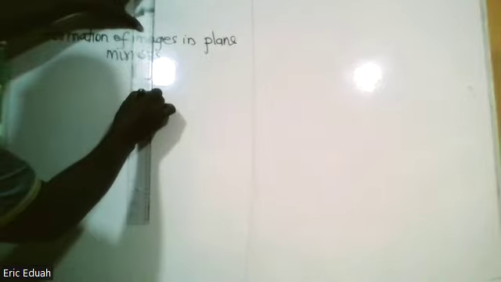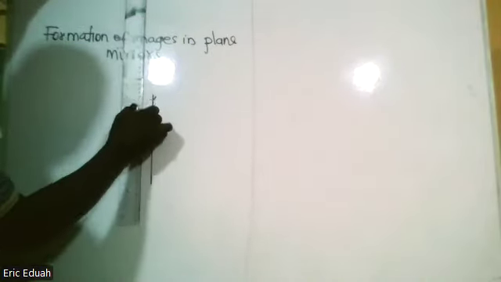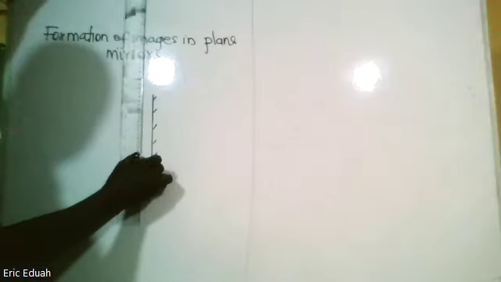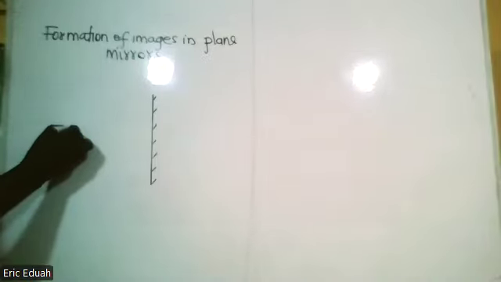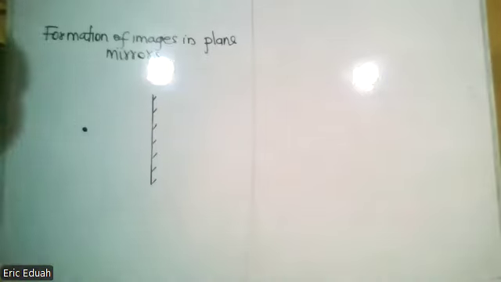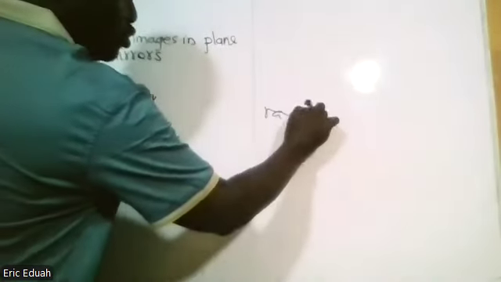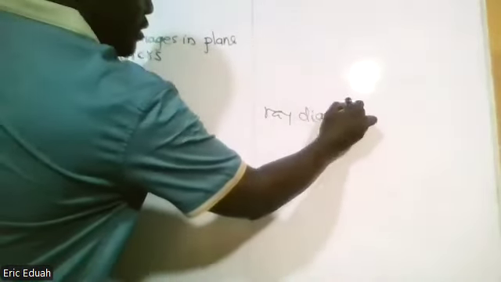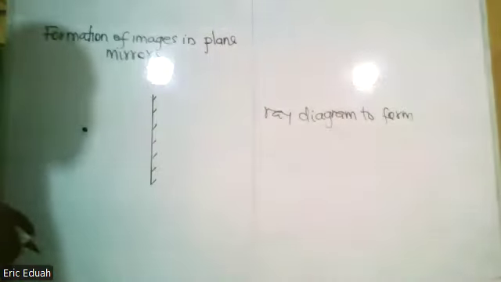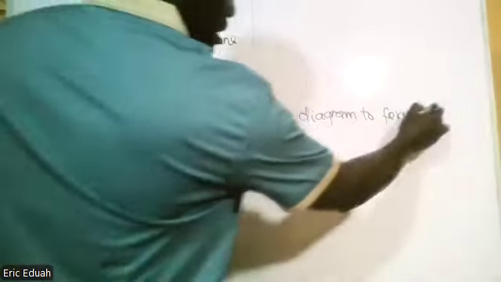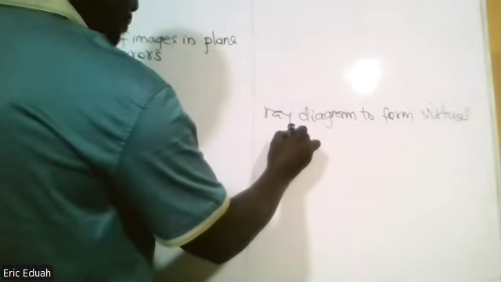So this is my plane mirror. Once it's plane, it means one end must be coated. An object is here in front of the mirror. I'm to use ray diagram to form, of course, plane mirrors gives us virtual image, but we will understand why the image formed is virtual.